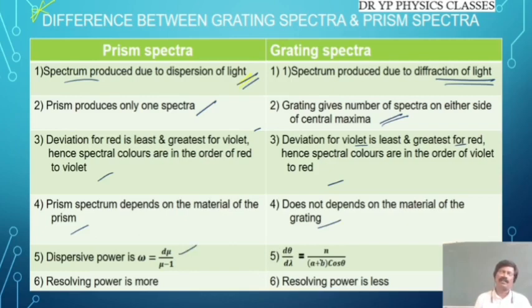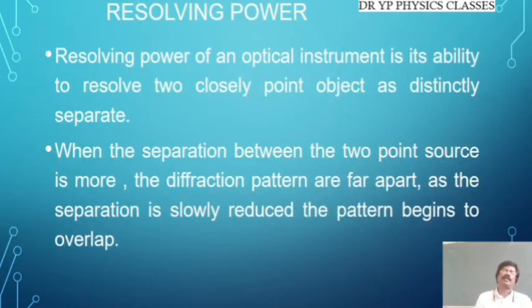Dispersive power is equal to omega, that is equal to d mu by mu minus 1. Here d theta by d lambda is equal to n by (a plus b) cos theta. Resolving power in the prism spectrum is more, whereas resolving power in the grating is less. So these are the 5-6 important differences I have listed here. If it is given in the examination for 2 marks, write any 2 of the differences, that's all. So 2 differences are enough for 2 marks, right?